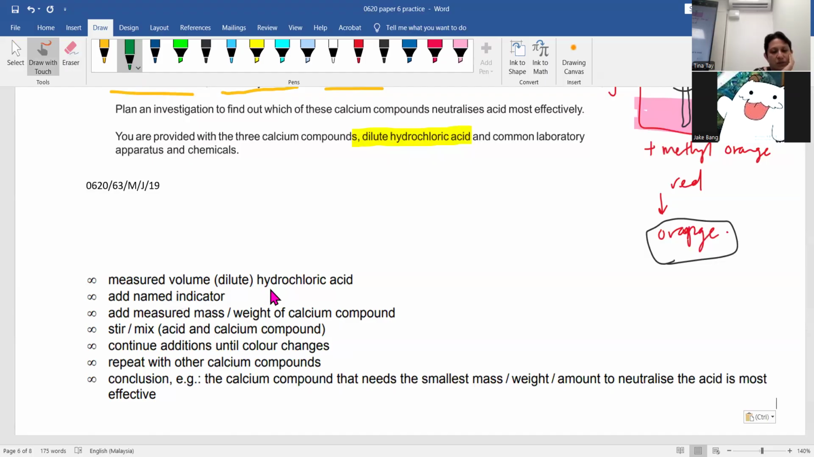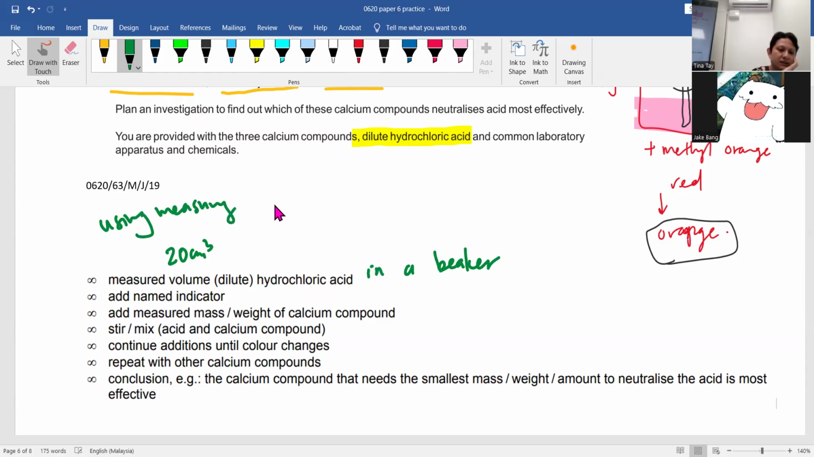Don't say measure volume. Say, let's say, measure 20 centimeter cube of hydrochloric acid in a beaker. And then seem smarter, using a measuring cylinder. Okay, look smarter. Using a measuring cylinder, measure 20 centimeter cube hydrochloric acid in a beaker. Add, don't say the name indicator, add methyl orange.